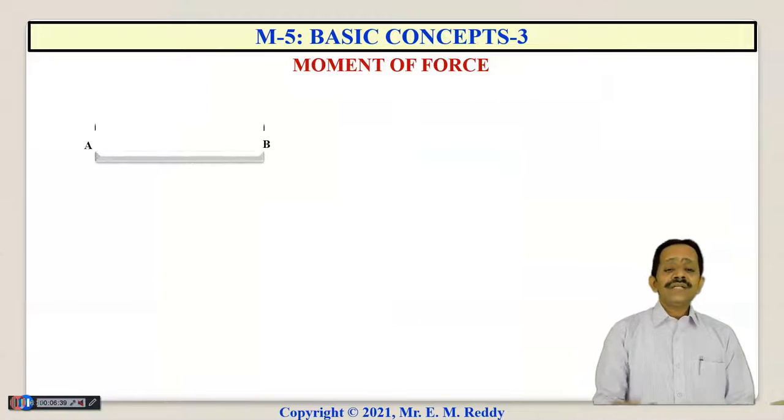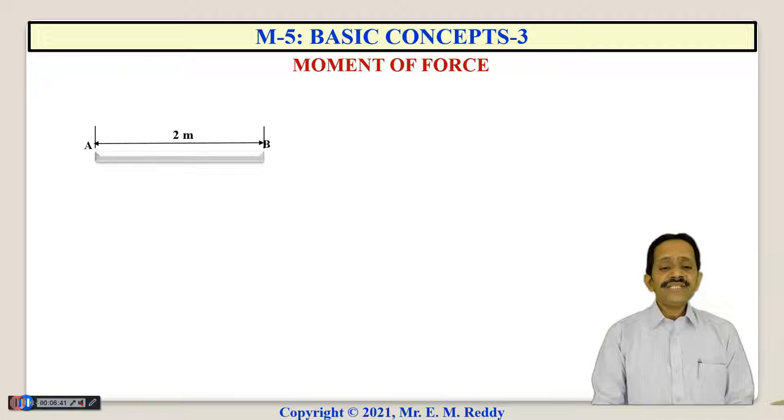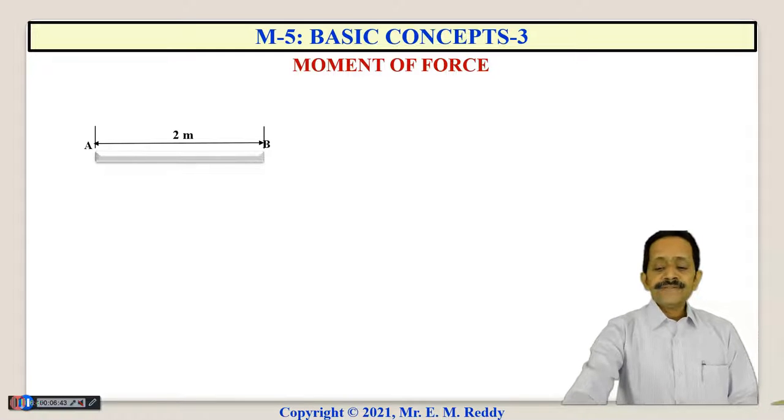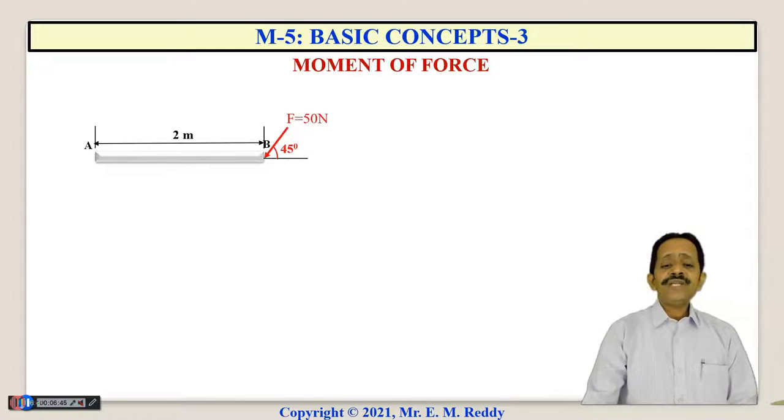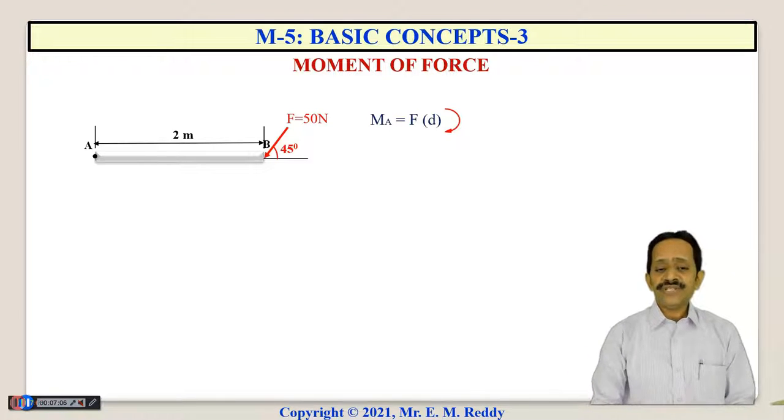Now consider a rod AB of length 2 meters. Let a force of 50 Newton be acting at point B at an angle of 45 degrees with respect to horizontal. Now to find out the moment of this force about point A. So moment of force about a point is equal to force into distance. Which distance? Perpendicular distance from the line of action of the force to the point.